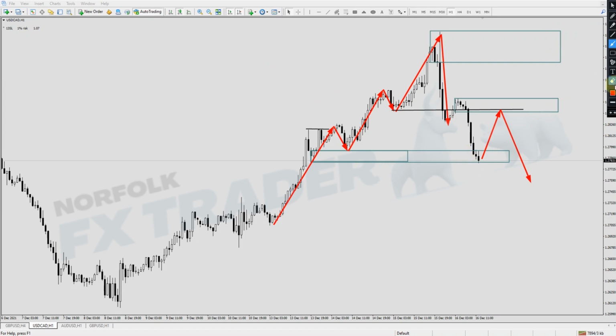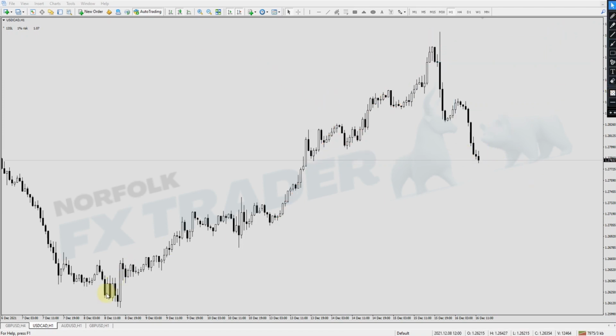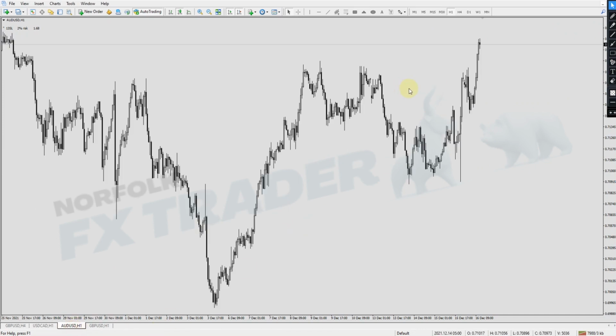So that is the US dollar CAD. Let's now have a look at the next pair, the AUD/USD. Looking at the same process, using market structure, we're going to look at current price and see what happens here.